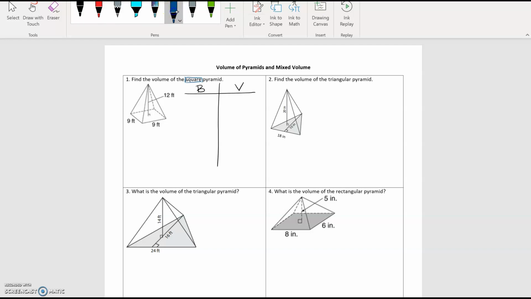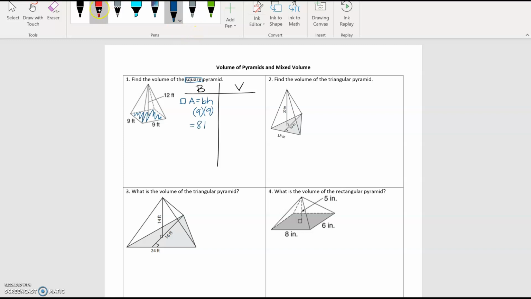Okay. So I'm going to start with my area of the base is a square. So I have a square. So I'm going to do my formula. Area equals base times height. The base of my square and height. So a square means all the sides are equal. So 9 times 9 is 81.